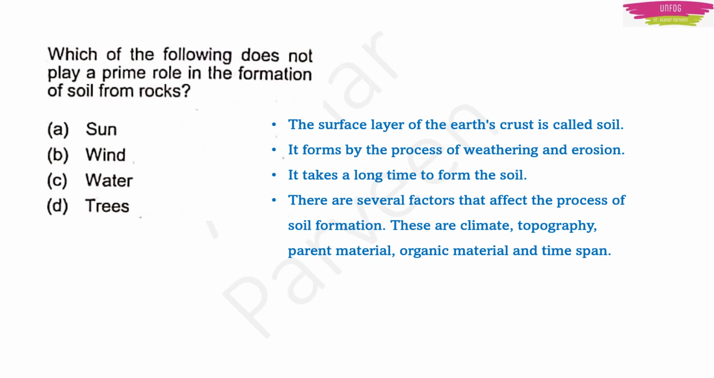It takes a long time to form the soil, and there are several factors which affect the process of soil formation. What are they? First is climate, second is topography, third is parent material, fourth is organic material, and fifth is time span, right? So among the 4 options, what is not there? Because the question is which does not play a prime role in the formation of soil from rocks. What is not there is water. Water will not play any role in the formation of soil.